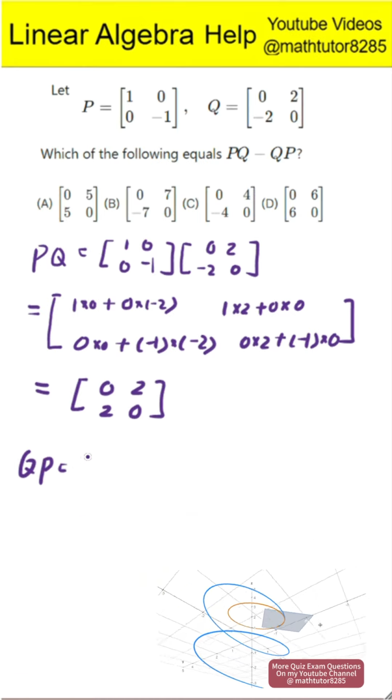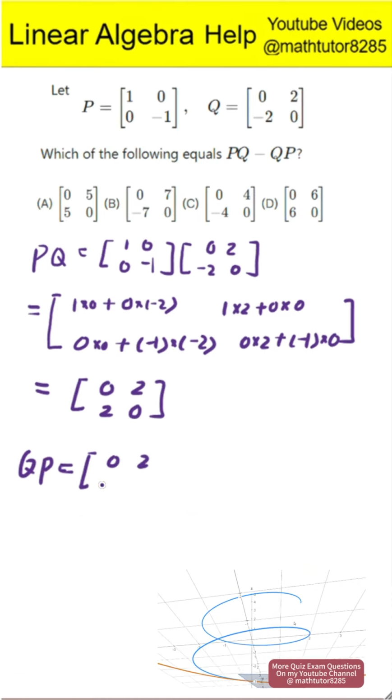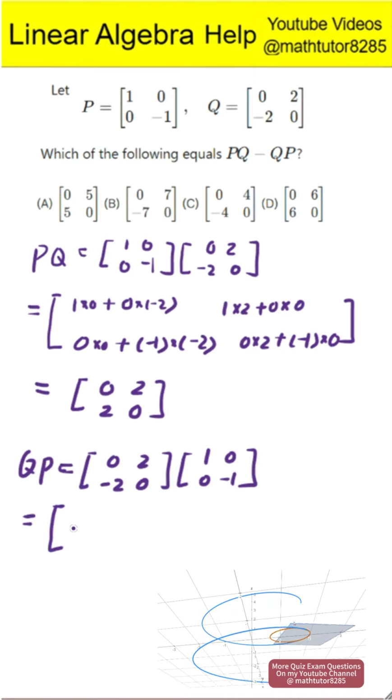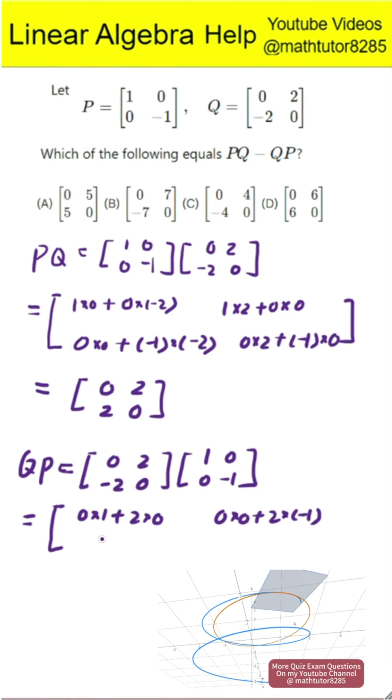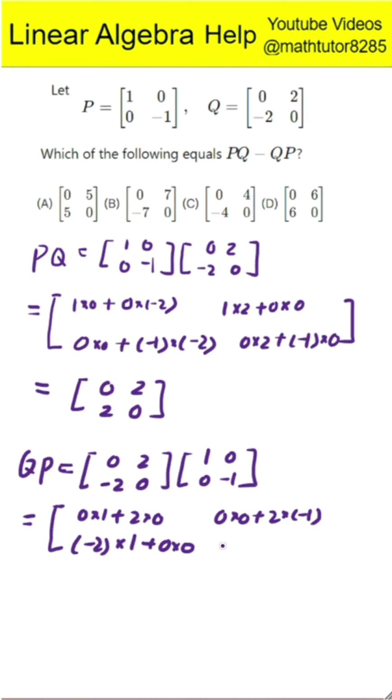Then, next step, we compute Q times P. Multiply Q and P. The first row of Q is 0 and 2. Multiplied with the 2 columns of P gives 0 for the first entry and -2 for the second entry. The second row of Q is -2 and 0. Multiplied with the 2 columns of P gives -2 for the first entry and 0 for the second entry. So the product Q times P is the matrix with first row 0 and -2, second row -2 and 0.